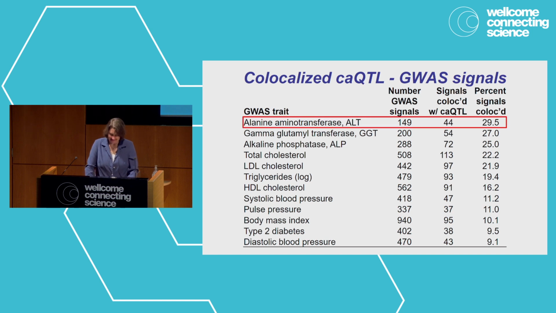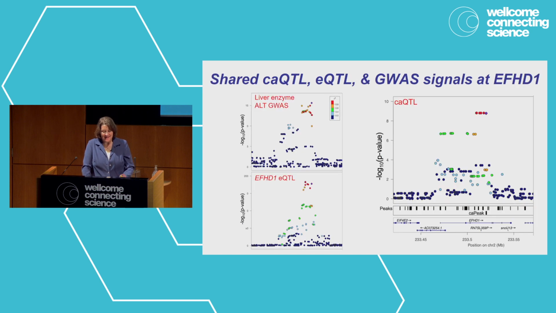So here's, as an example, for alanine aminotransferase, we have 44 signals that were co-localized between the CAQTL analysis and the GWAS analysis. So in terms of trying to validate some of these associations, I'm going to just walk through one example. So now there's 3 plots shown here. The upper left is the GWAS data for liver enzyme levels. This is in more than 100,000 people.